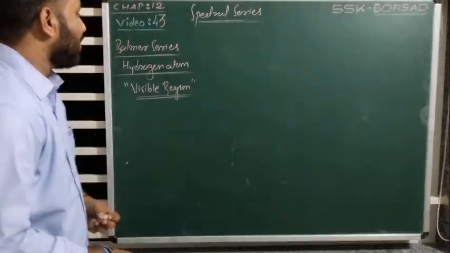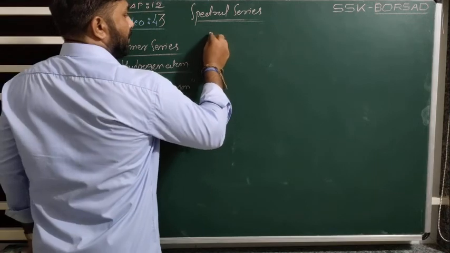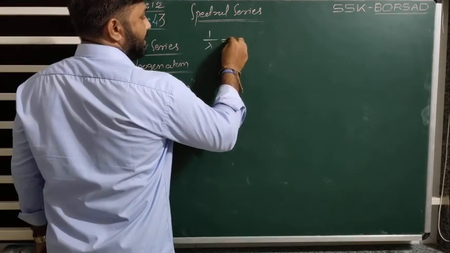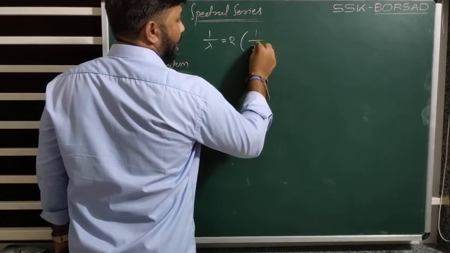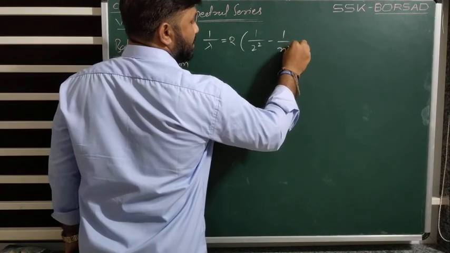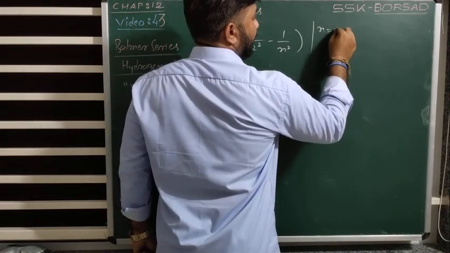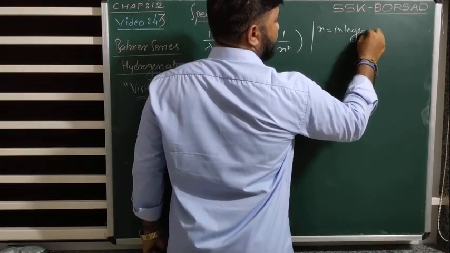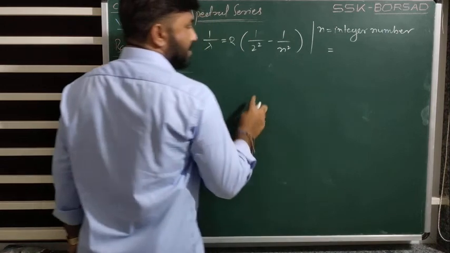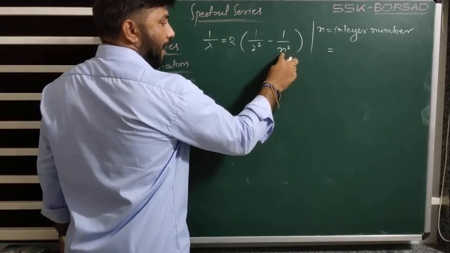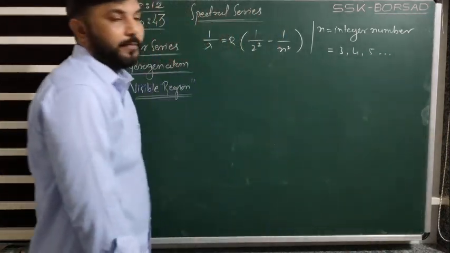There is one empirical formula for Balmer series, and that formula is 1 upon lambda is equal to R in bracket 1 upon 2 square minus 1 upon n square. What is n? n is nothing but an integer number, and that integer number starts from 3: n is 3, 4, 5 and so on.